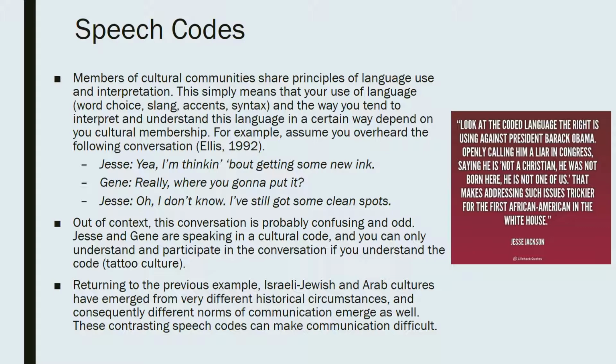Returning to the previous example of Israeli Jewish and Arab cultures that have emerged from very different historical circumstances, consequently different norms of communication emerge as well. These contrasting speech codes can make communication difficult. So they're literally right next door to each other, and they have such a different culture that communicating at its very core is a challenge.